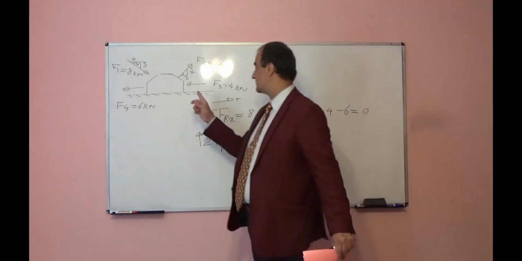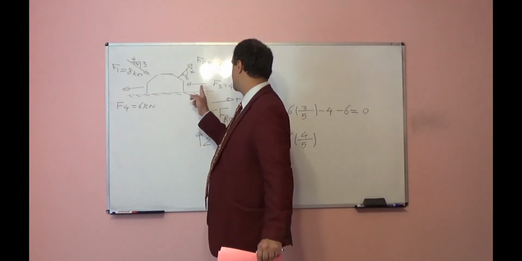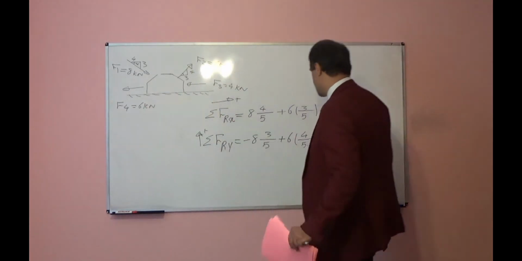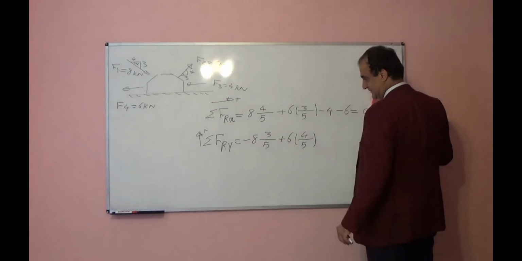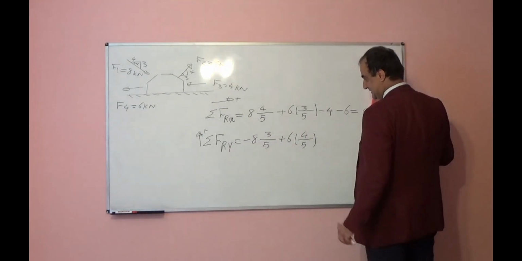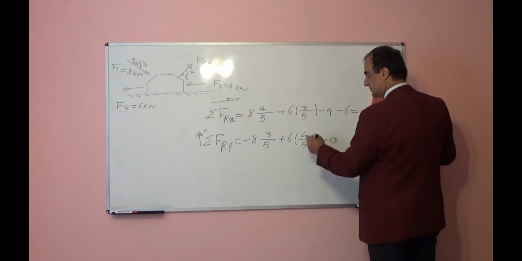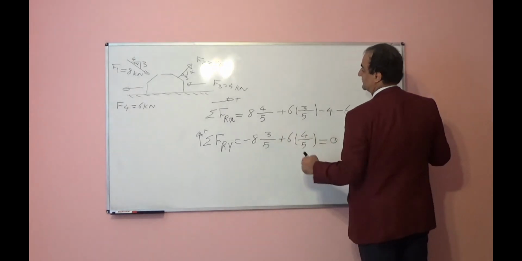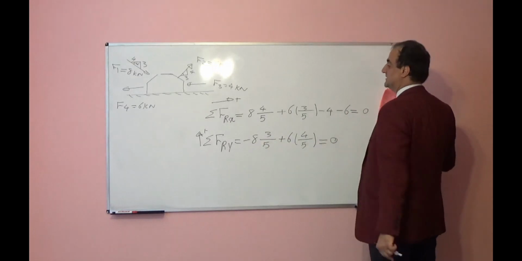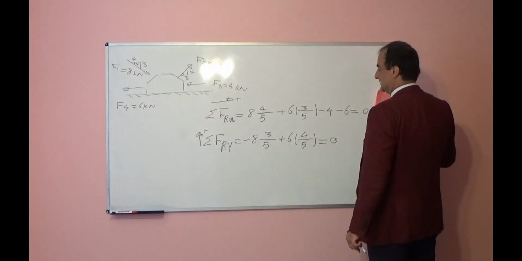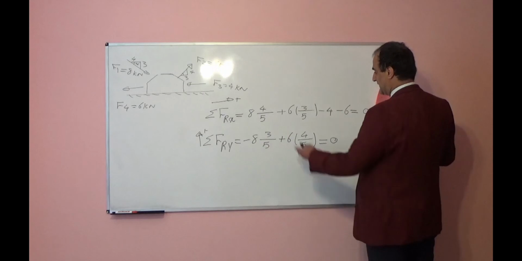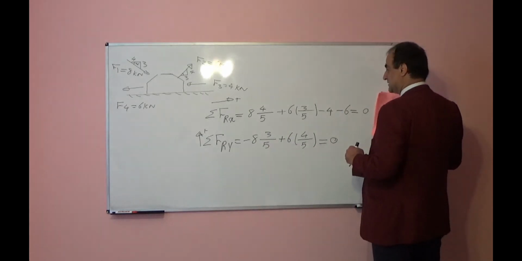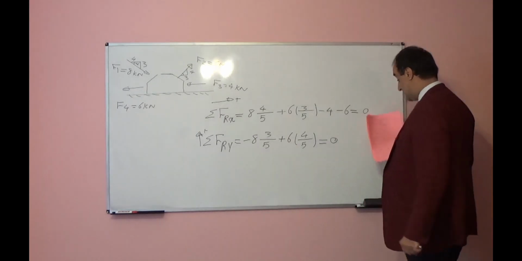And if we decompose F3 and F4, there is no component in the y direction, so they will be 0. And from here this will be again 0, because 6 times 4 is 24, 8 times 3 is 24, negative positive 0, and here again if we add we will get 0. And you can add it, you will see I'm right.